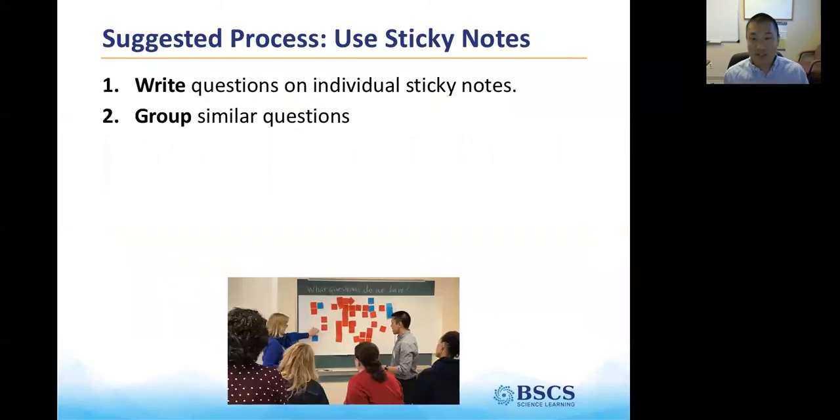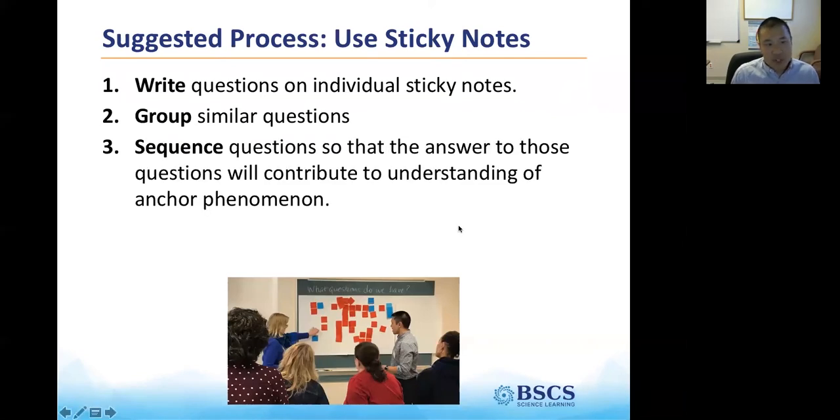We're going to propose a different way of doing it that's better, we think, which is to actually use sticky notes and write the questions that kids have on sticky notes, and to begin grouping them in clumps. And then begin sequencing those questions in a coherent way, so the answer to one question will lead to the other, and in the aggregate whole, you'll have a better understanding of the anchor phenomenon.